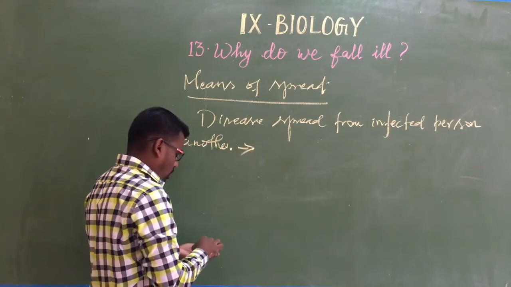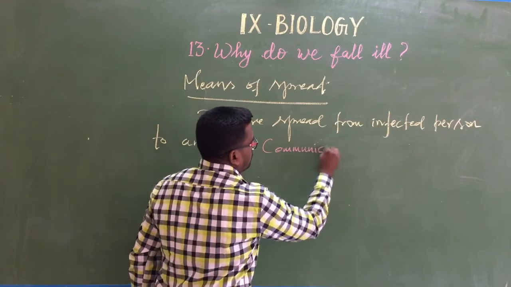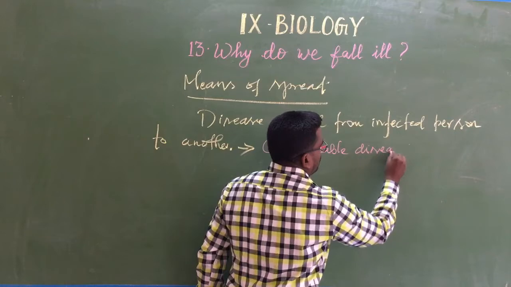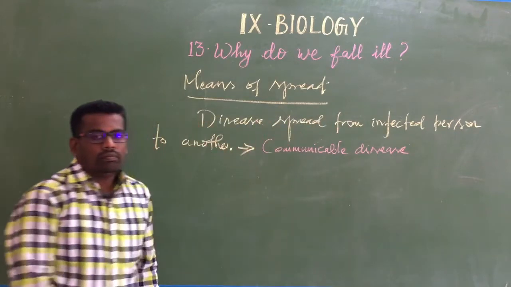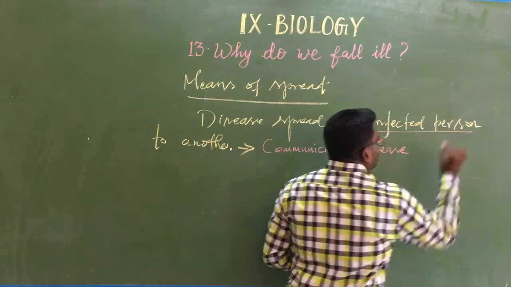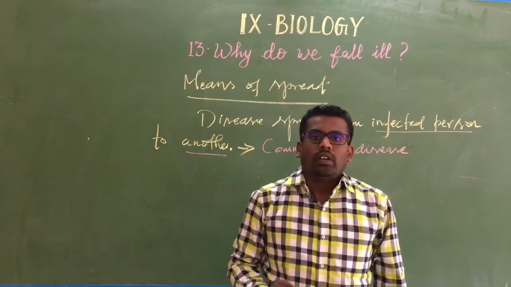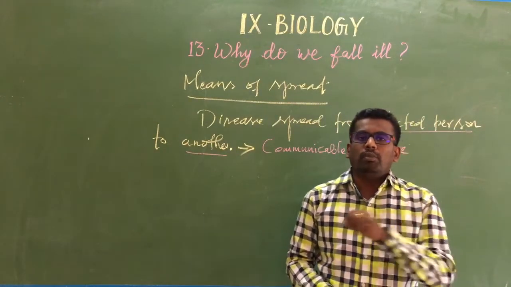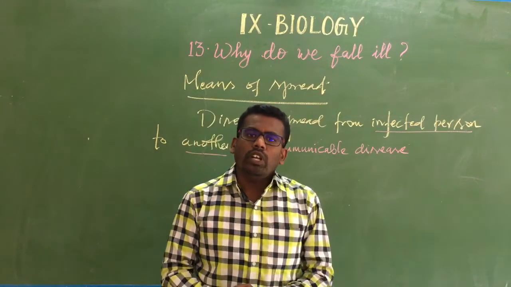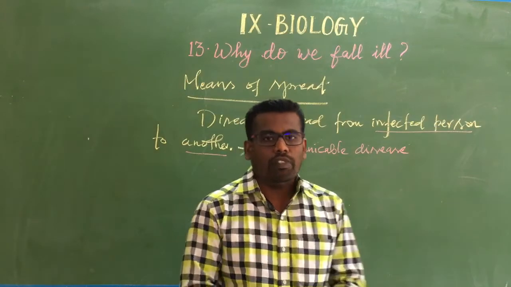This is called a communicable disease. Again, when the disease spreads from an infected person to another, healthy person, that is called a communicable disease. Okay, then how does the disease spread? The disease may spread through many ways.